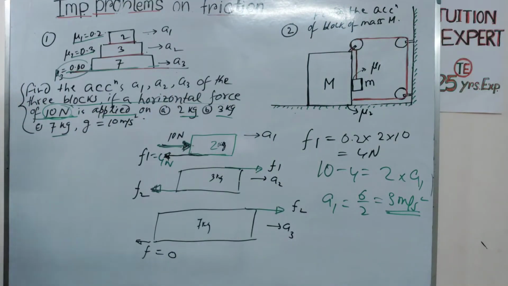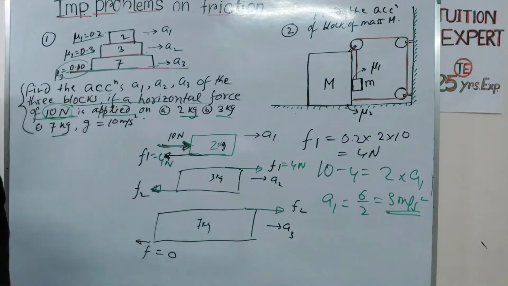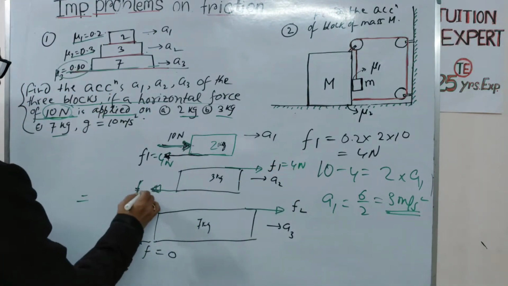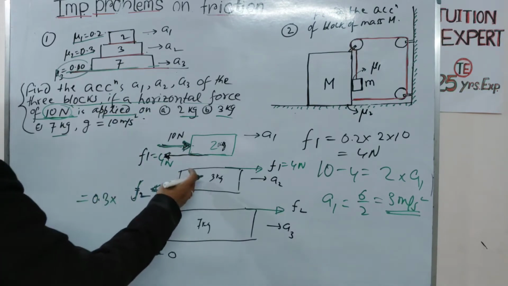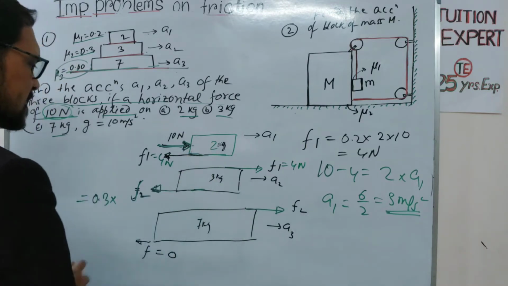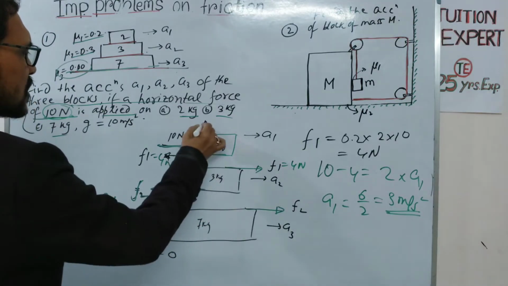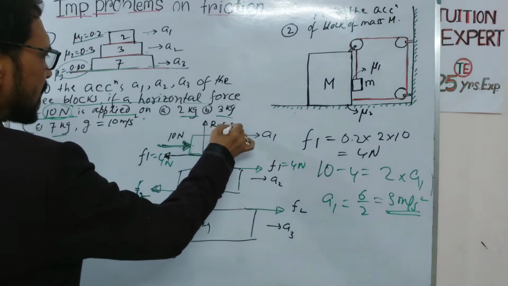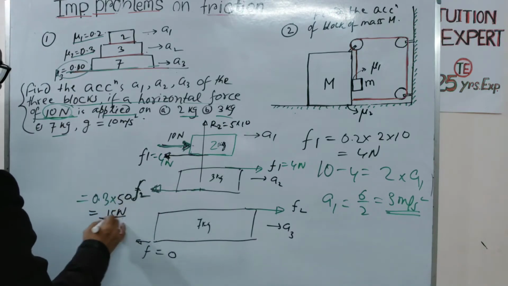Okay. Now friction force here is 4 Newton, and F2 equals mu, which is 0.3, times the normal reaction. What is the normal reaction here? It will be 2 plus 3, 5 kg total, because the 2 kg rests on the 3 kg. So the total normal reaction is 5 into g, that is 50 Newton. So 0.3 into 50 is 15 Newton. So here the friction force equals 15 Newton.